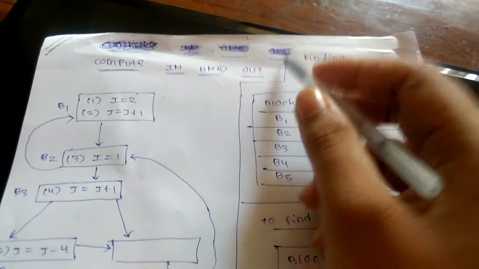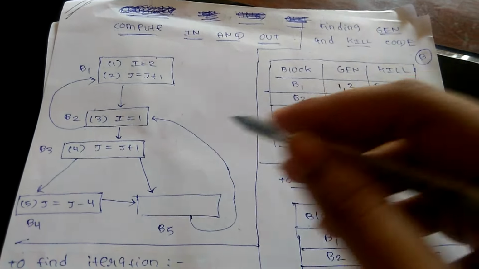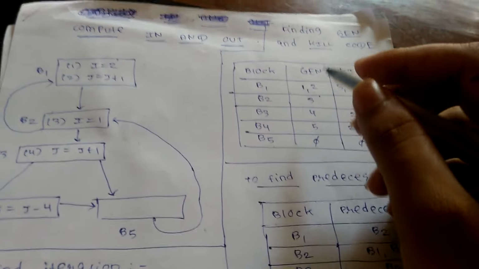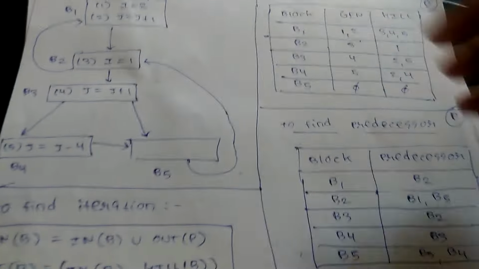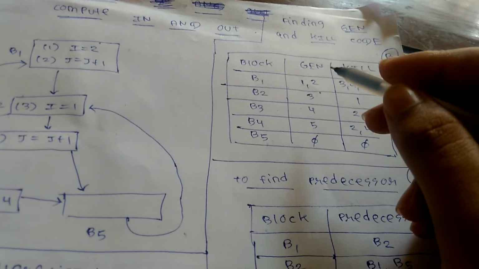Today I will tell you how you can compute the values of in and out from the following graphs. So this will be our given graph, and from that we have to find the values of in and out. So for that, watch this video carefully. We have to first generate the gen and kill code values. This is the first step.